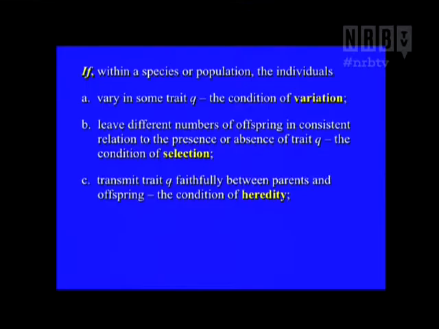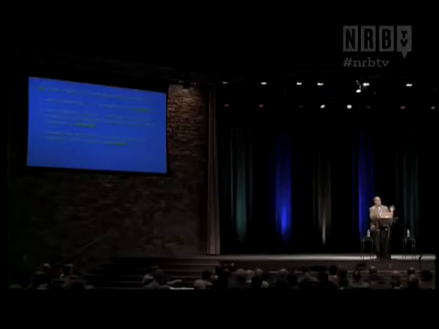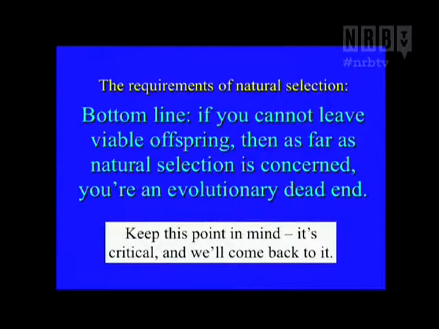There's a third condition that's very important for what we're going to look at when we come to the origin of animal form. You've got to be able to transmit that variation to the next generation. If the variation is too destructive to be transmitted, it cannot provide the raw materials for natural selection. Bottom line, if you cannot transmit your variations to the next generation, you are a dead end as far as evolution is concerned. It's an important point.